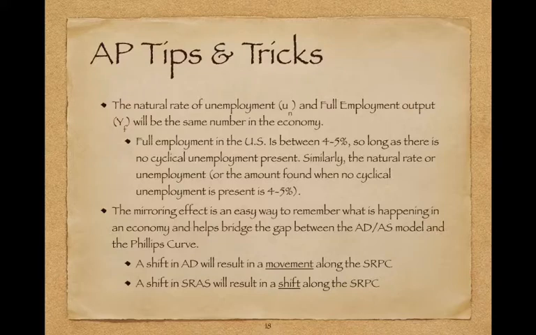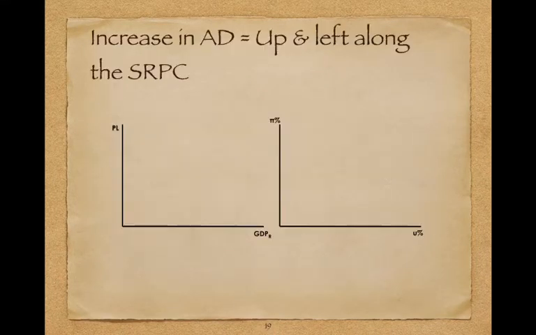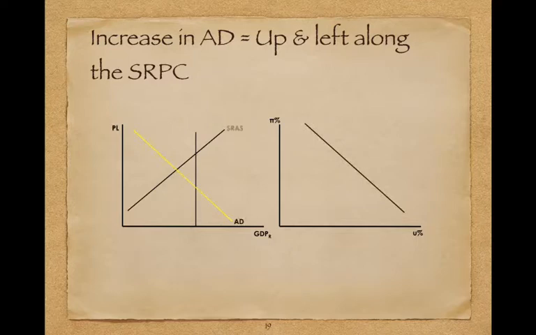If there's a shift in AD, we're going to move along the short-run Phillips curve. If AD changes, so if aggregate demand gets bigger or aggregate demand gets smaller, we're going to move along our short-run Phillips curve. Now, if we shift SRAS, we're actually going to shift the short-run Phillips curve. Okay? Shift in AD means we're going to move along the line. Shift in SRAS means we're going to shift the entire line. Okay? So here's what I mean. So here's actually an example. And I've got the graphs being set up for y'all right now.